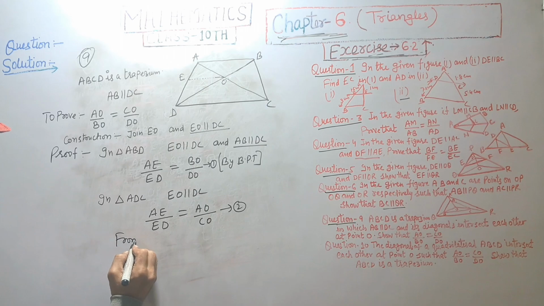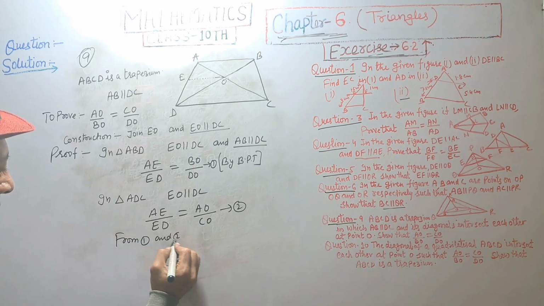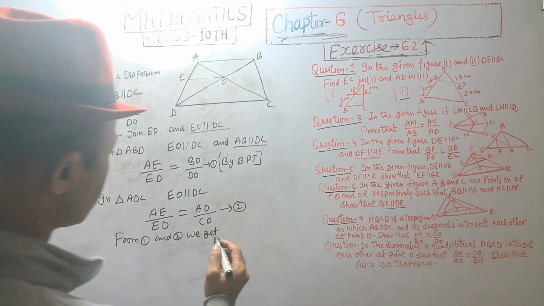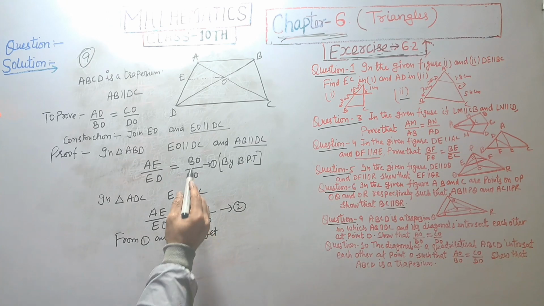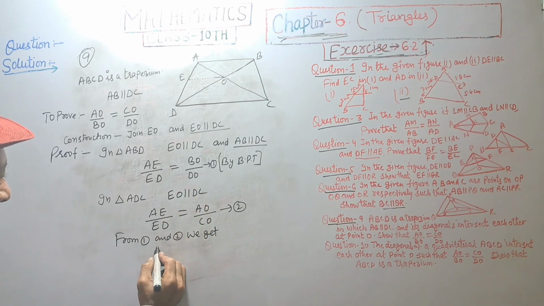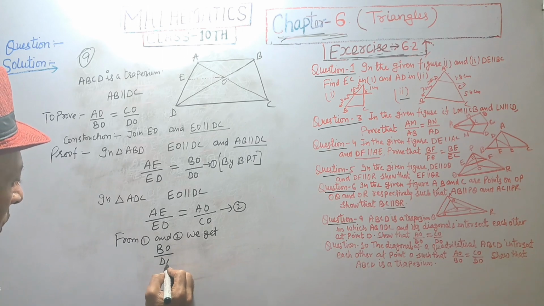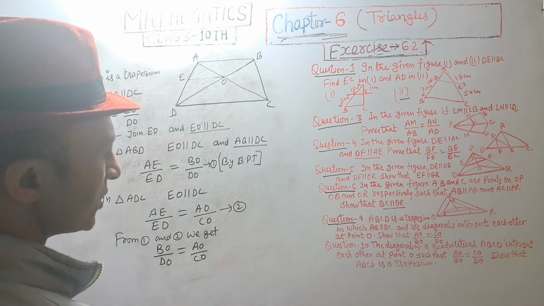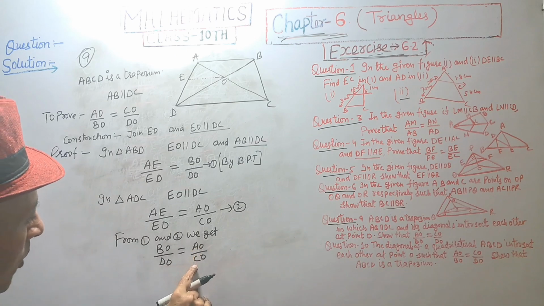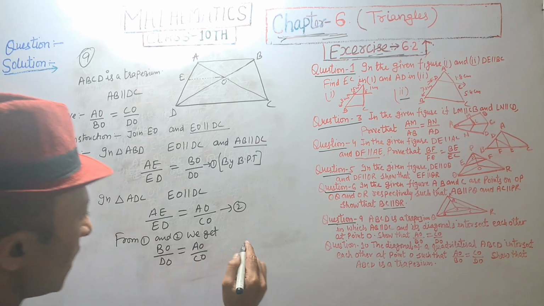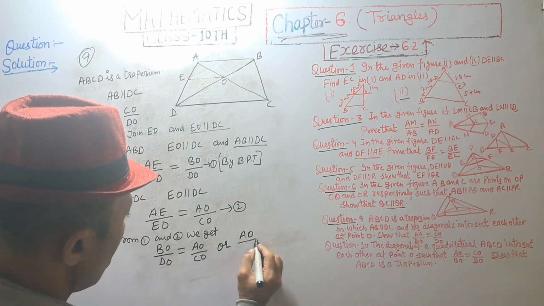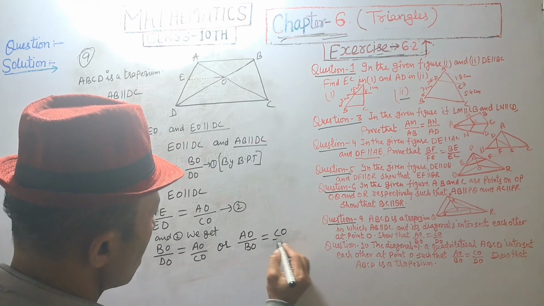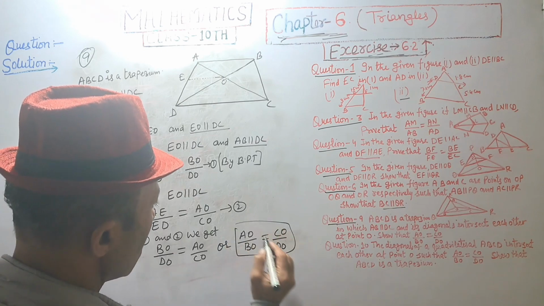From first and second, we get BO upon DO is equal to AO upon CO, or AO upon BO is equal to CO upon DO. Hence proved.